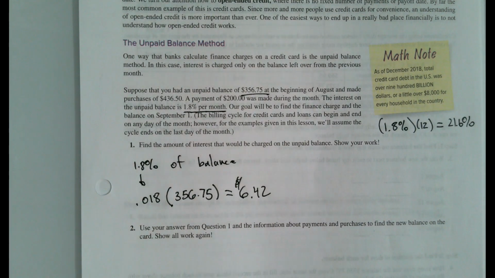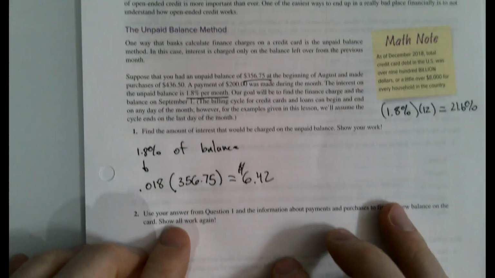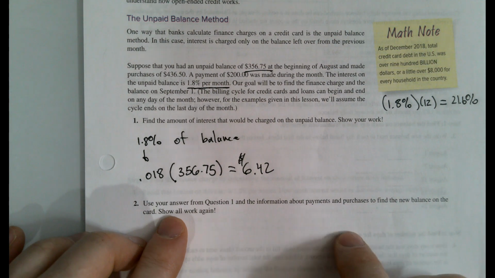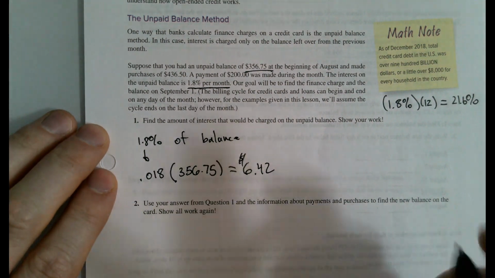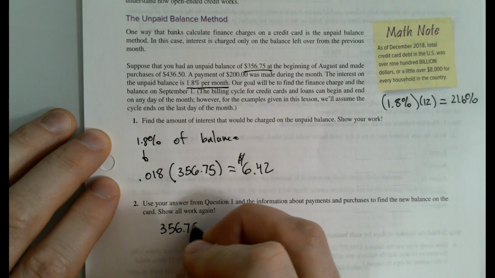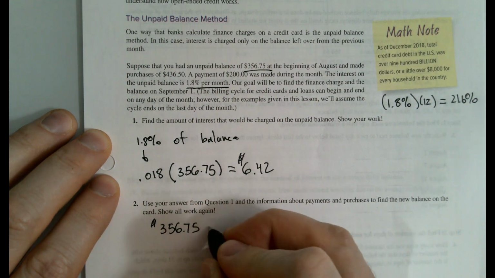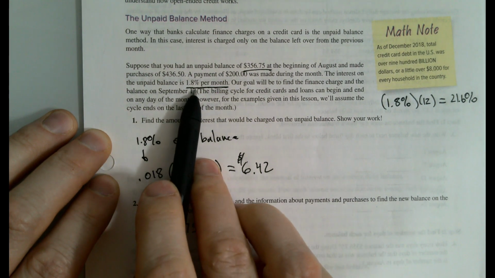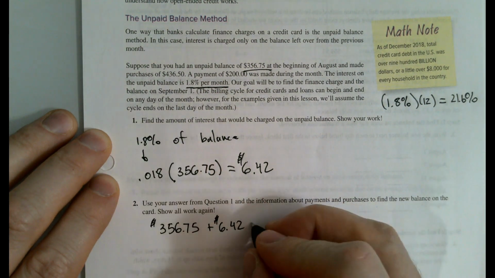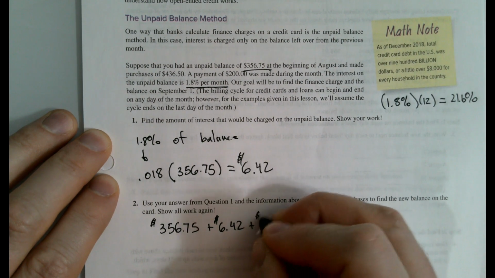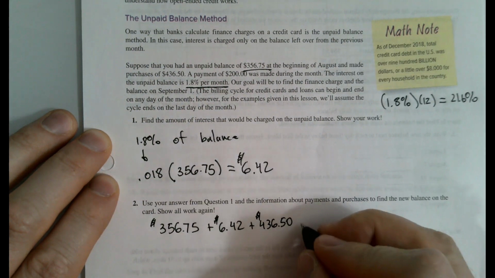And then from there, we're going to have a bunch of other things added in. So let's look at what's going to happen. It says, use your answer to question 1, and then our payments and things to get our new balance. So our beginning balance is $356.75. We're going to add to that the $6.42 in fees from the interest rate. We made a bunch of purchases totaling $436.50. And then we made a payment of $200.